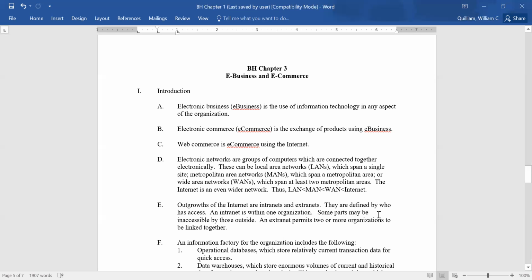Then E, outgrowths of the internet are intranets and extranets. They're defined by who has access. An intranet is within one organization. So we could say, once again, the Canvas or the single sign-on Florida Southern would also be an example of an intranet. And some parts may be inaccessible by those outside to protect it. The more outside users one has, the more risk one has. Something could go wrong, could get hacked. An extranet permits 2 or more organizations to be linked together if they so choose.